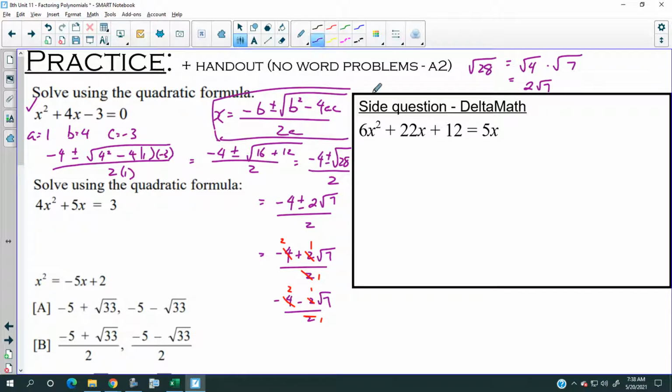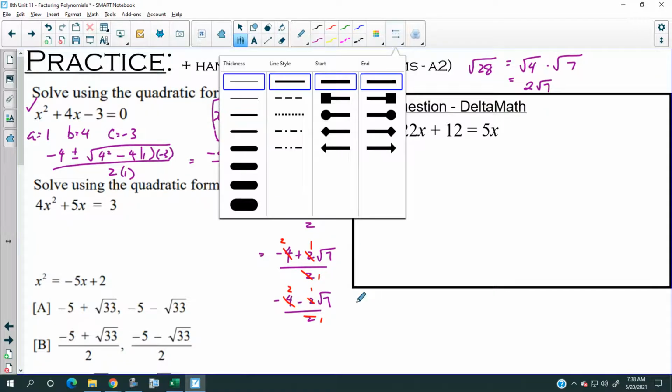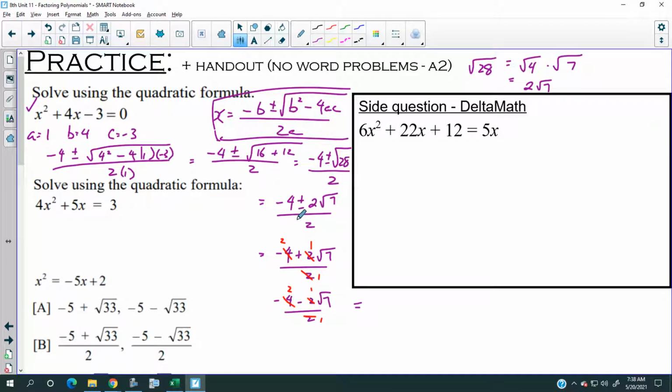Let me rearrange this to give us more space. Let me rewrite this. So negative 2 plus square root of 7, because you don't need to write the 1 there, you don't need the over 1 anymore. And then the other answer is negative 2 minus square root of 7. That's it, and there's your answer.